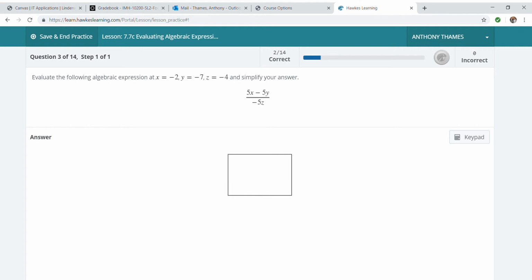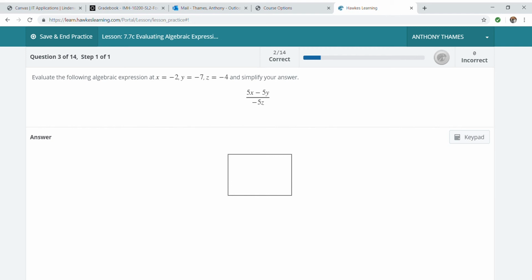Now this is interesting. Oh, this is very interesting. And no, it doesn't want a decimal, it wants a fraction. Of course, you don't leave an unsimplified fraction.